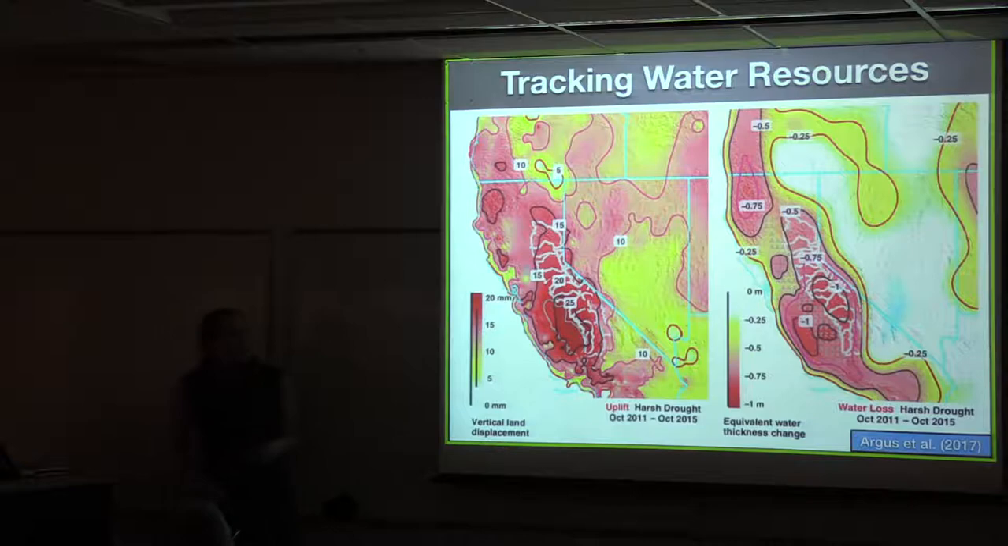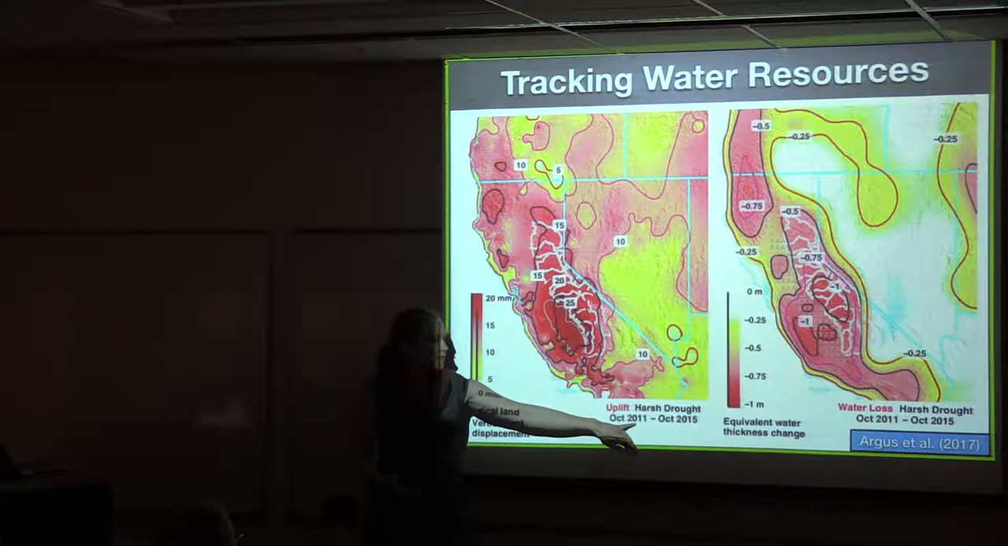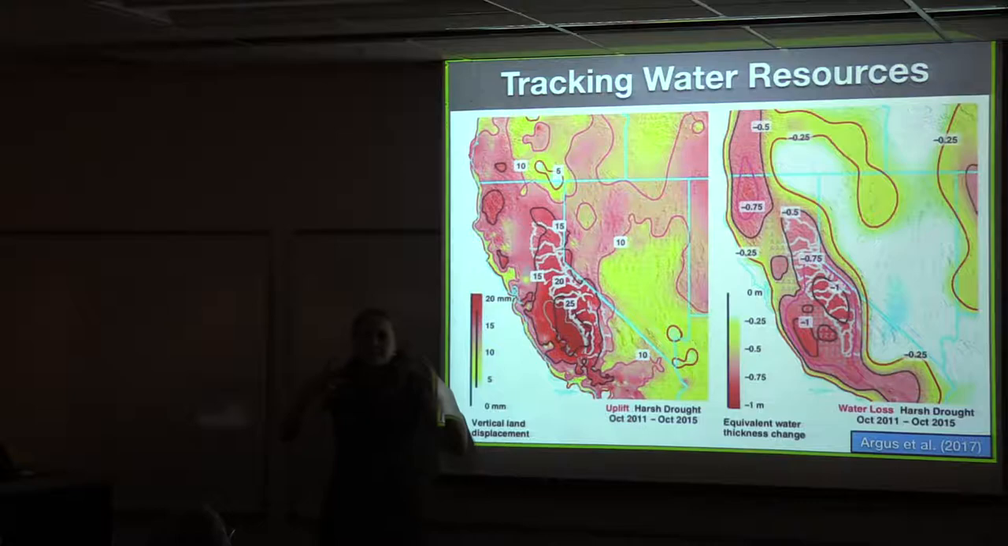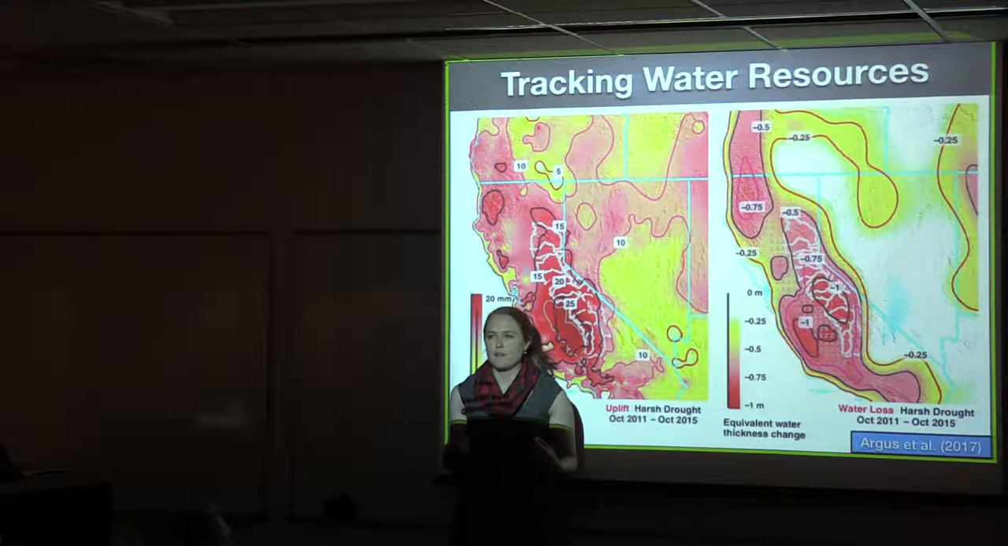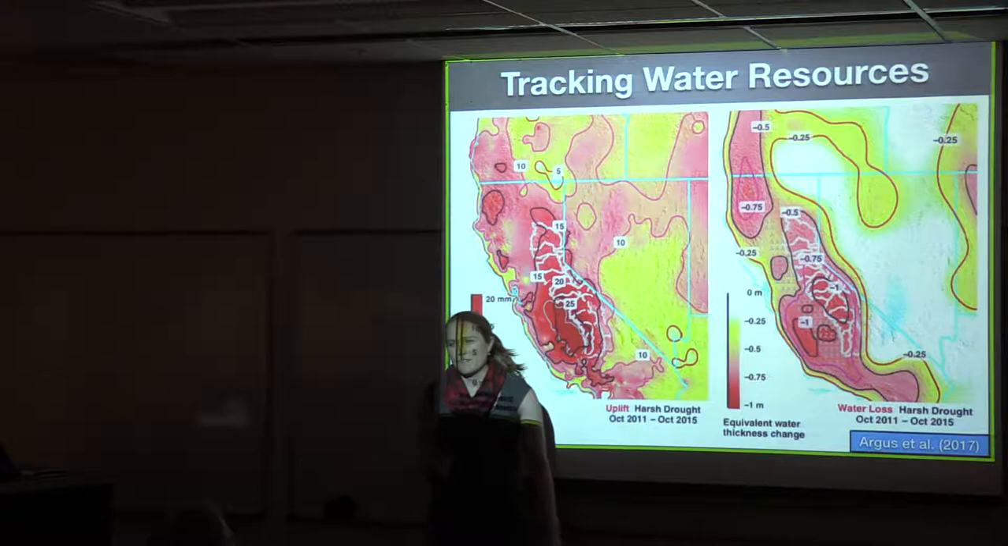We see the opposite during periods of drought. This was a severe drought from 2011 to 2015, also in California, when so much of that water mass was removed. We measured significant uplift of the ground, which we then inverted to infer how much water was lost from the system. And it was up to about 1 meter in some parts of the Sierra Nevada mountains.